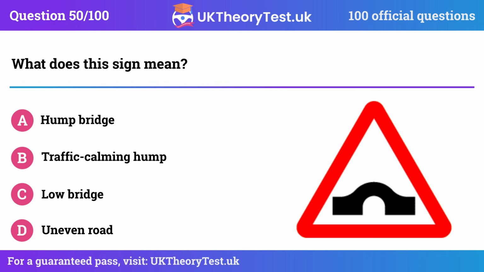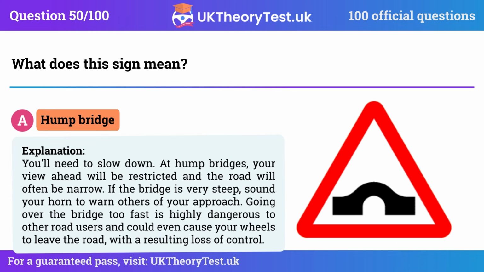The correct answer is A. Hump bridge. Explanation. You'll need to slow down. At hump bridges, your view ahead will be restricted, and the road will often be narrow. If the bridge is very steep, sound your horn to warn others of your approach. Going over the bridge too fast is highly dangerous to other road users and could even cause your wheels to leave the road, with a resulting loss of control.